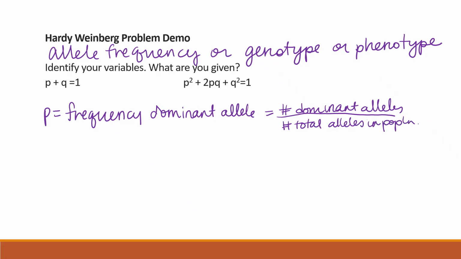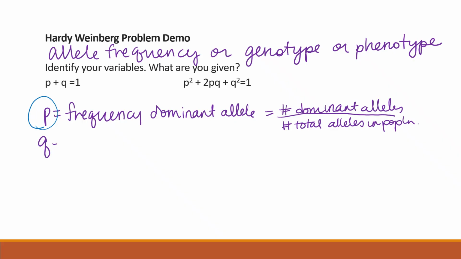If you have a problem with a different inheritance pattern, say codominance or incomplete dominance, you could also just think of it as the allele frequency for allele number 1. It doesn't matter too much as long as you keep track of it. But if you're doing a problem with dominant and recessive alleles, we are always going to make p the frequency of the dominant and q the frequency of the recessive, just to keep things consistent.